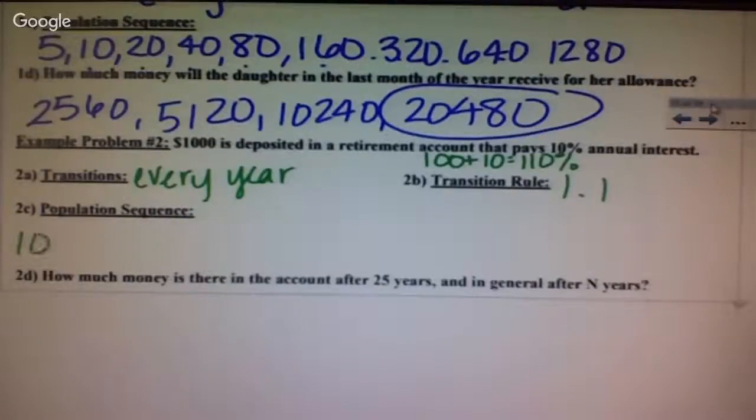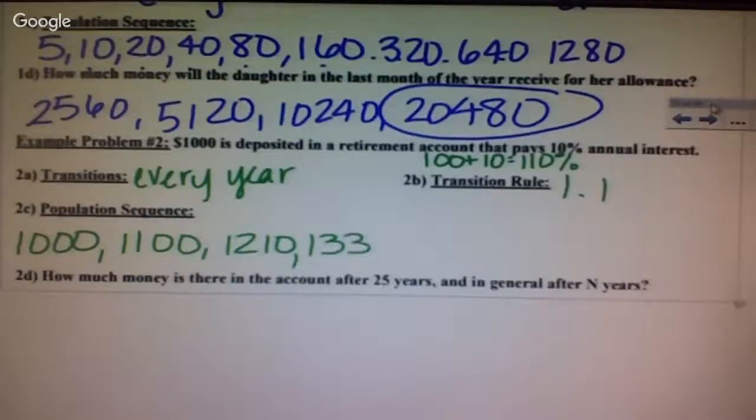So if I start with $1,000, in the next year, how much money will I have in my account? 1,100. The following year, we will have 1,210. And then 1,331. They want to know how much money is in the account after 25 years.